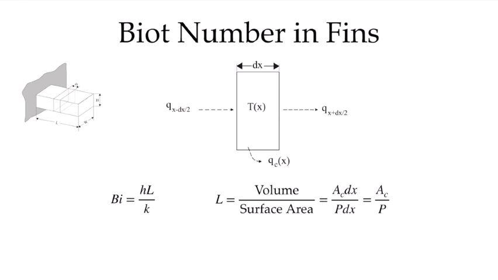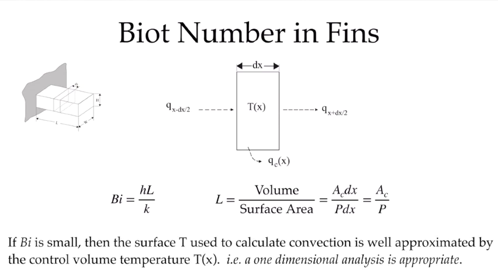Now, if I calculate this and the Biot number is small, it means that the conduction resistance going from, say, the center of my volume out to the surface where the convection process is happening is very small. That means I'll see very little temperature drop between the center and the surface, which means that I can calculate my convection loss from the surface using the same temperature as I'm using for my conduction analysis, which means that I can do a one-dimensional analysis to this problem. I only need to concern myself with how the temperature varies with length along this fin, not the second dimension and how it changes between the center and the surface. That greatly simplifies my analysis, making it one-dimensional.